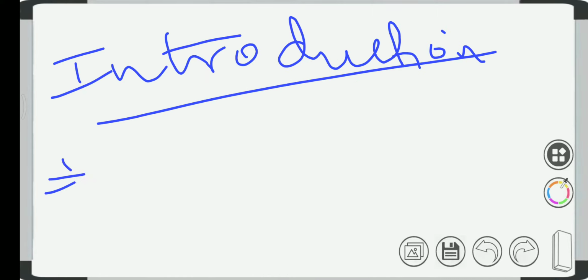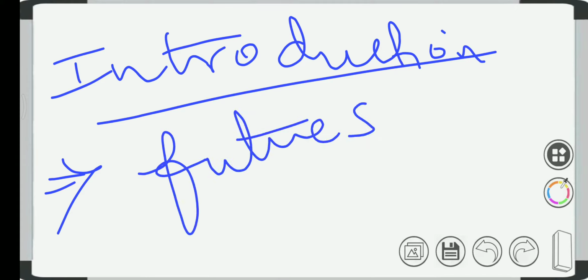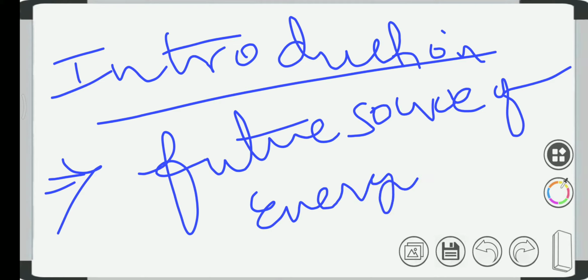Hydrogen is the most abundant element in the universe. It is the third most abundant on the surface of the globe, and it is visualized as a major source of energy, which we call hydrogen.